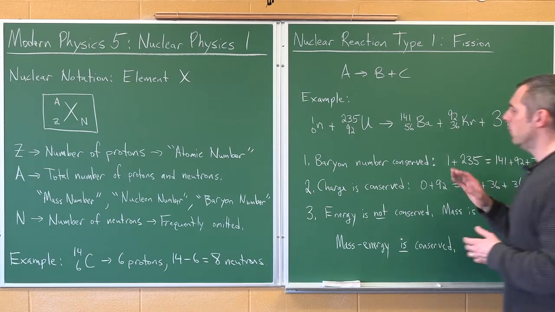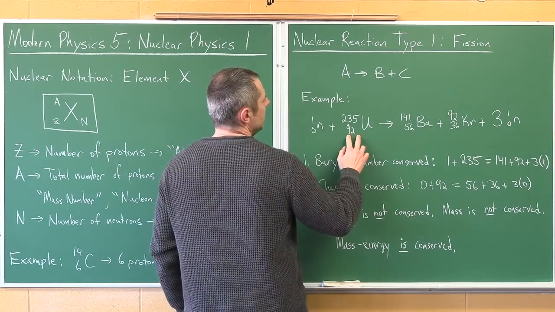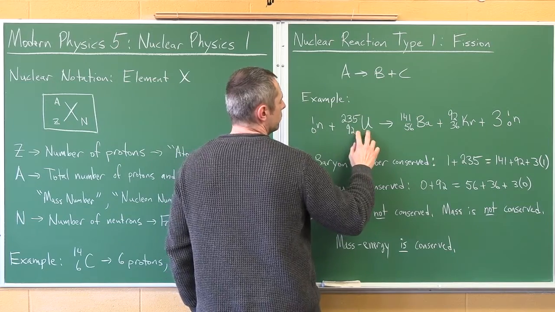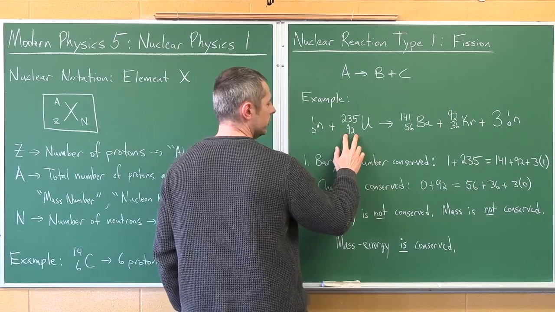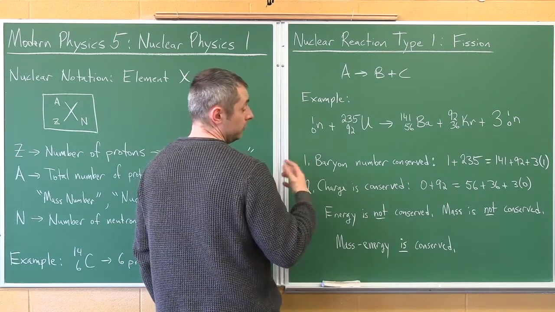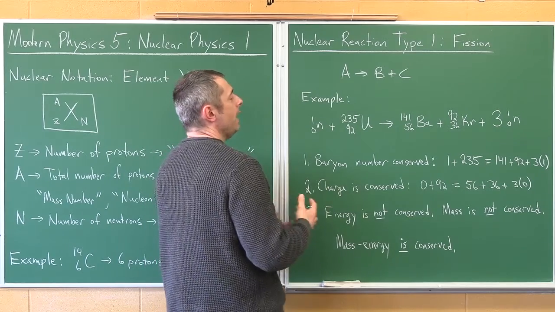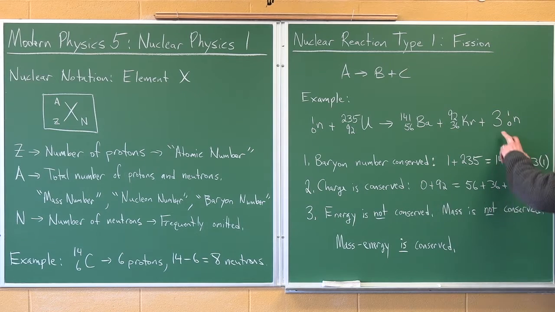If you look here before, the neutron has no charge, so 0, but the uranium has 92 protons, also neutrons, but there's no charge to neutrons. So let's just concern ourselves with the protons. We've got positive 92 here, times 1.6 times 10 to the minus 19. After, we've got 56 and 36 protons and 3 neutrons, which have 0 charge. If you add these all up, you'll see that you have positive 92 after, like we had before.